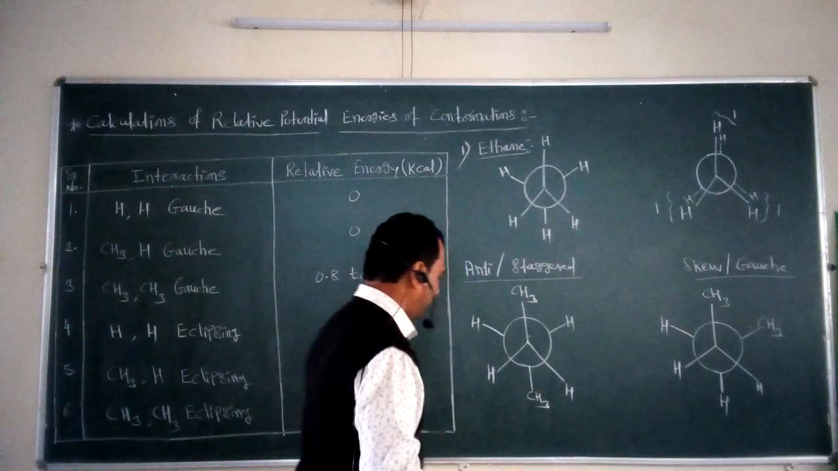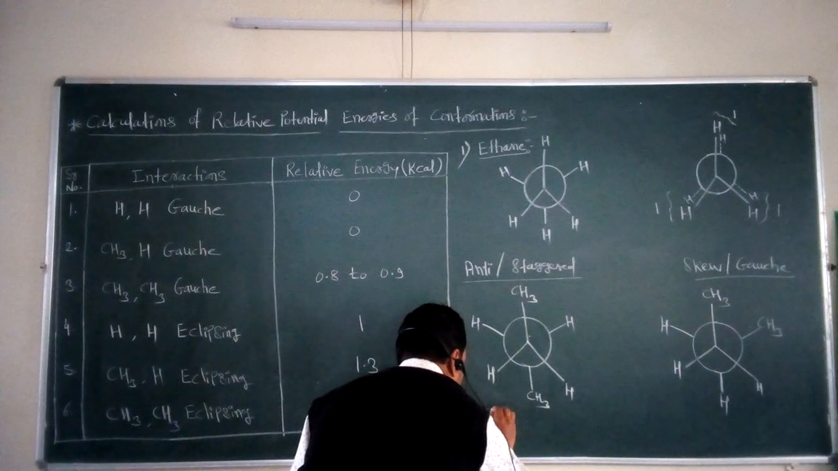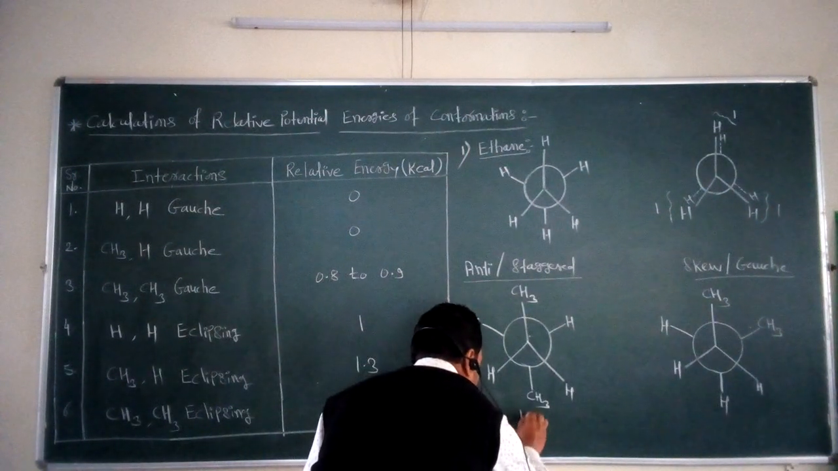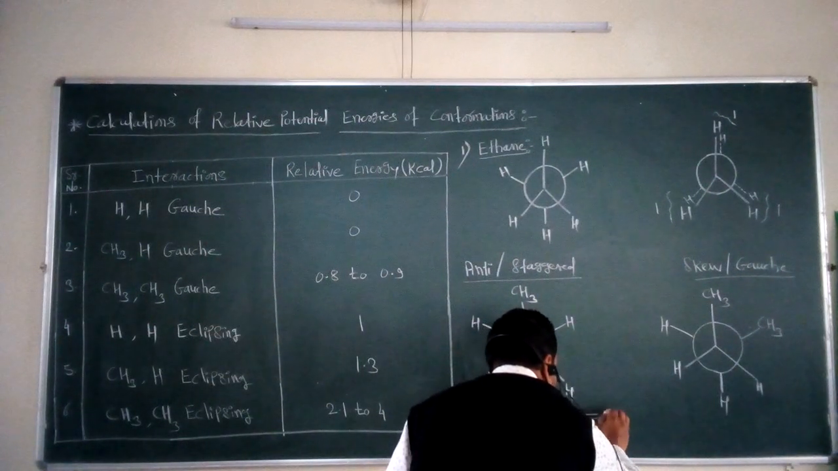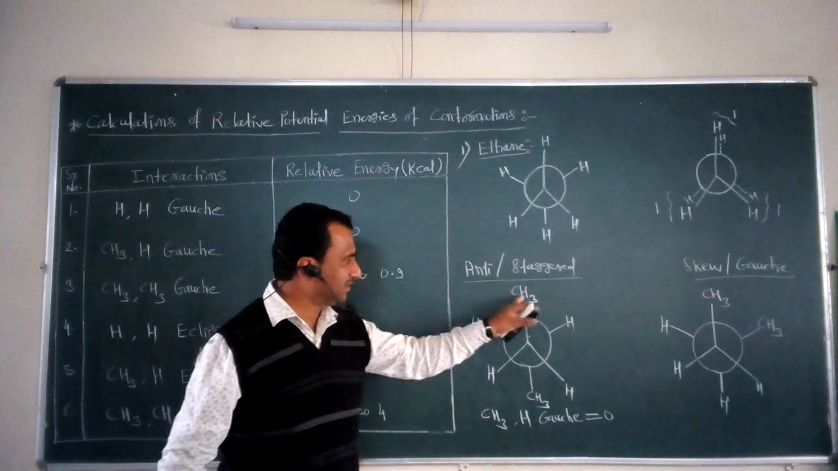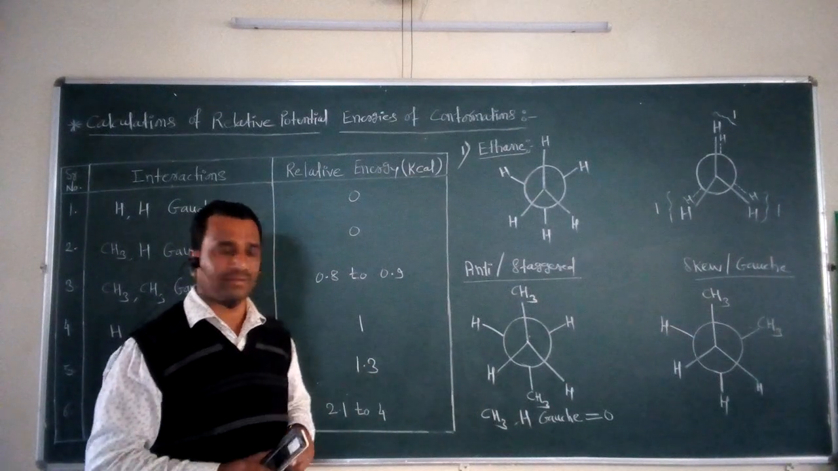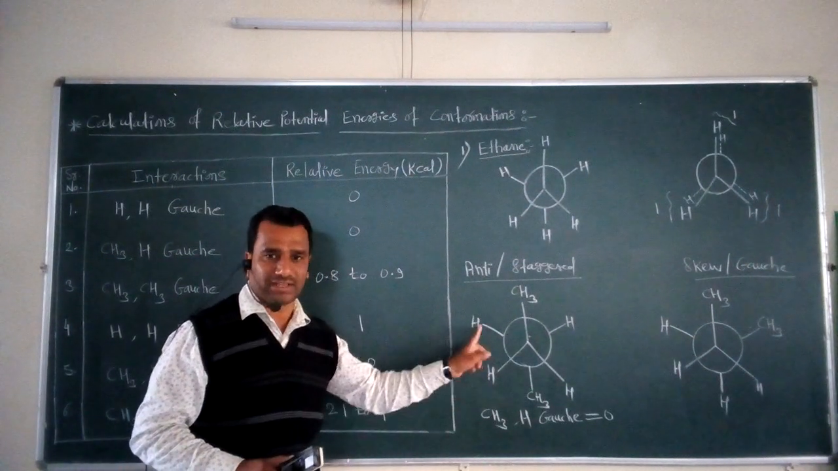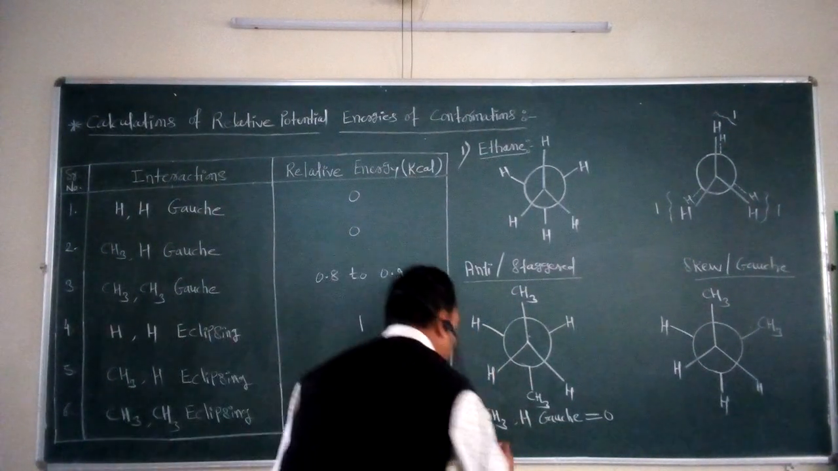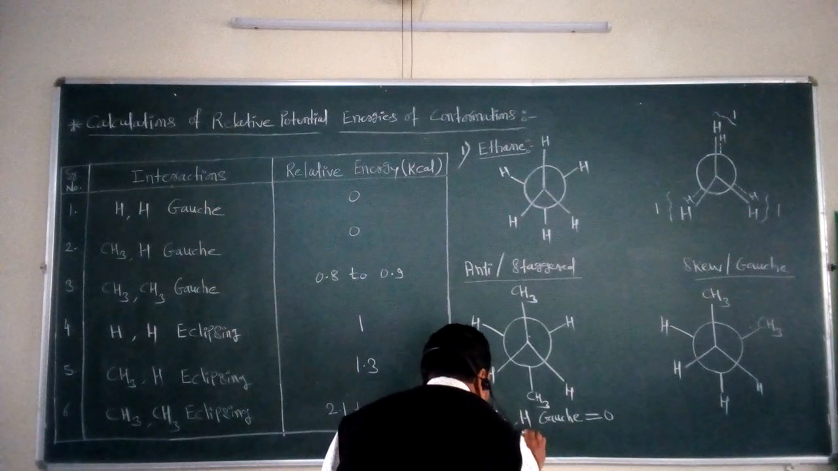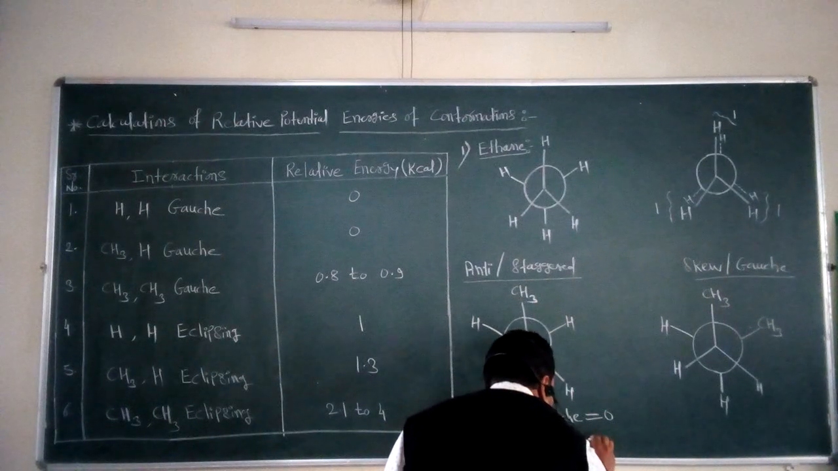So we can say that the first interaction, the methyl-hydrogen gauche interaction, is equal to 0. The second important interaction present in this conformation is the hydrogen-hydrogen gauche interaction. The first and the second hydrogen show the gauche interaction. So again we have to consider the H-H gauche interaction.